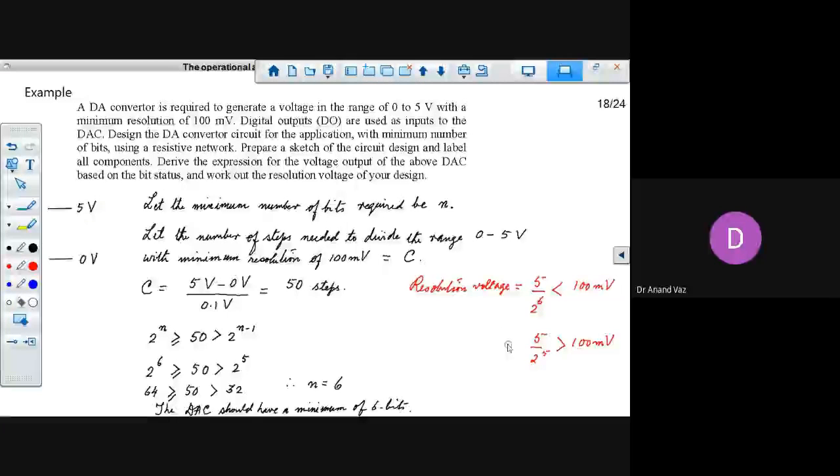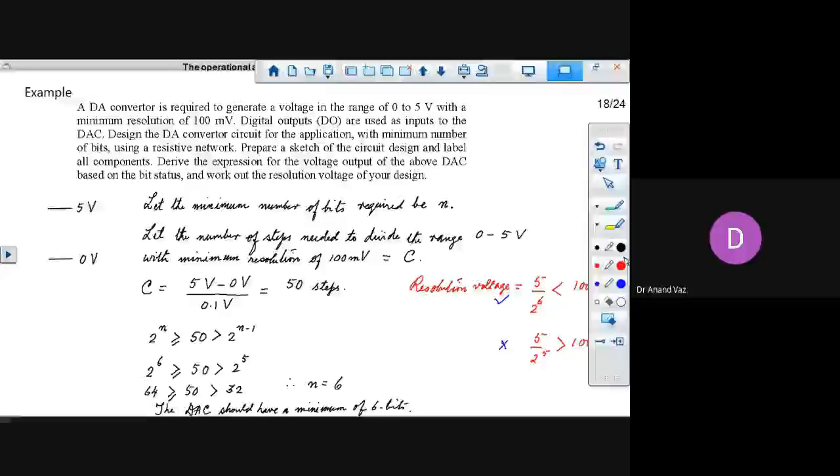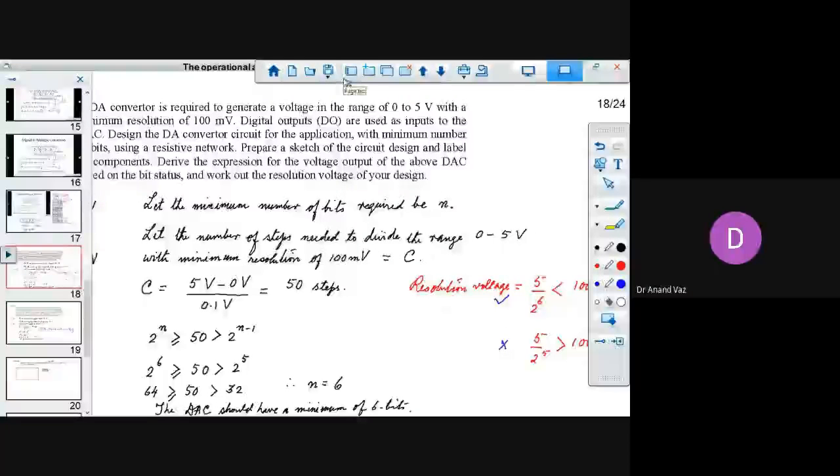This we cannot have because this will exceed 100 millivolts. So this we cannot use. We will have to use this. I hope everything is clear to you now. Shall we proceed to the next example? We have about 10 minutes. So we'll move to the next example.